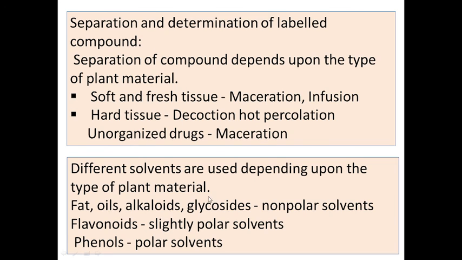So these are the different types of solvent, and the selection of solvent is based upon which type of material is there and which active constituent should be separated. If the constituent or secondary metabolite is polar, solvents like water and methanol are used, whereas for non-polar constituents like alkaloid and glycoside, non-polar solvents like hexane are used. These are the different separation techniques used for separation of active constituents.